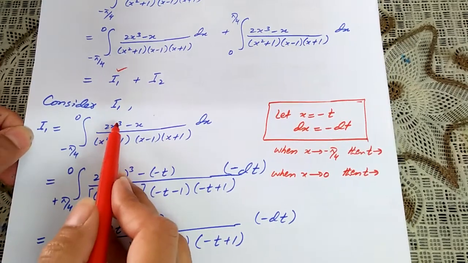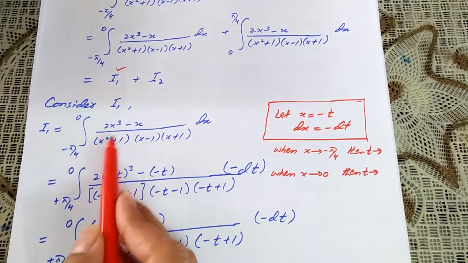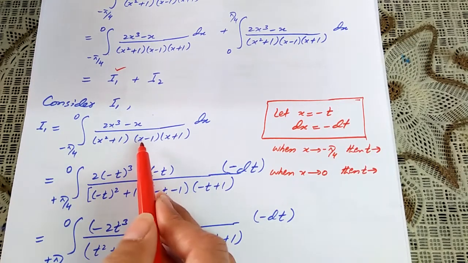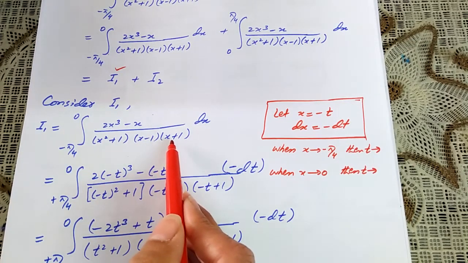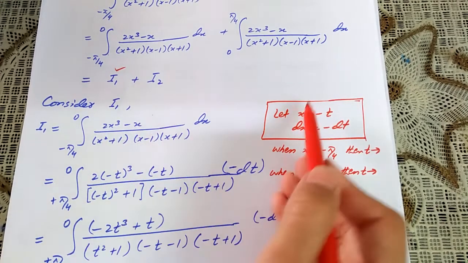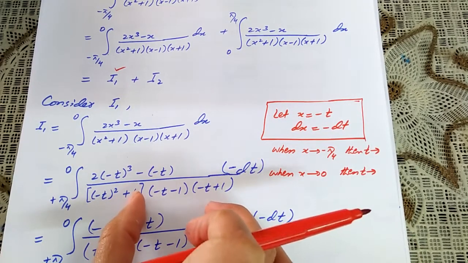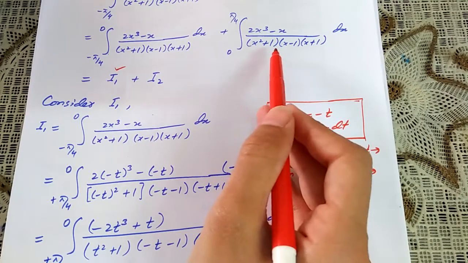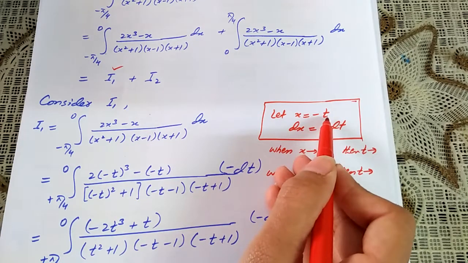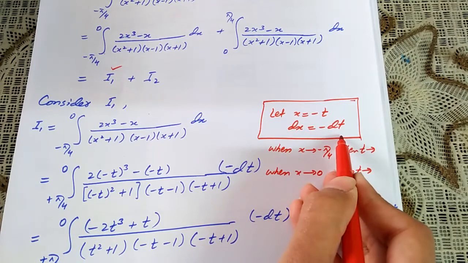Consider this I1 integral here. You see that minus pi by 4 to 0 integration (2x cube minus x) over (x square plus 1) into (x minus 1) into (x plus 1). Let's have some substitution here. Let's suppose x equals negative t. I want to make it some kind of function here that will be similar to this second integral I2. For that purpose, let's suppose your x is equal to negative t. Differentiating on both sides, this will give us dx equals negative dt.